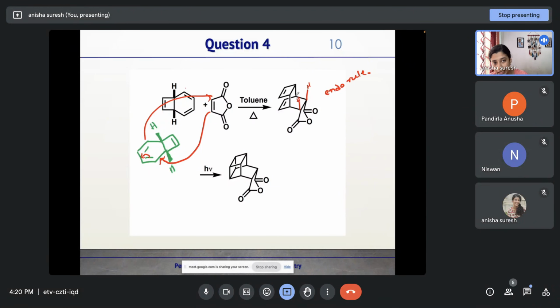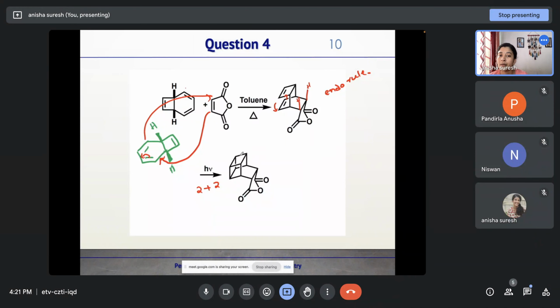Now we can see in this system these two double bonds are in close proximity. So under photochemical condition these two double bonds can undergo a 2 plus 2 cycloaddition reaction. A 2 plus 2 cycloaddition reaction will be taking place between these two double bonds, and hence we will get this cubane kind of system. It is not exactly cubane, but a cubane kind of system we will be getting.